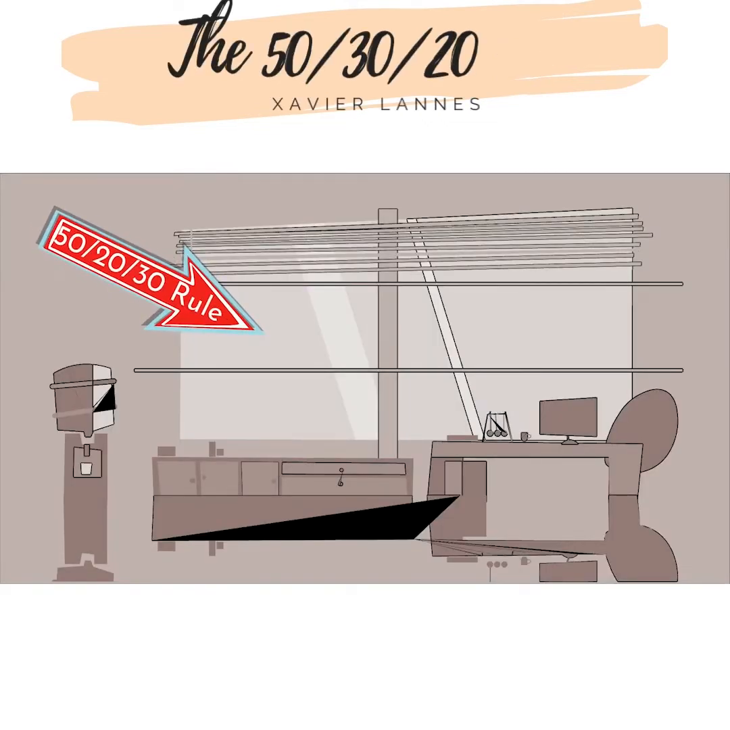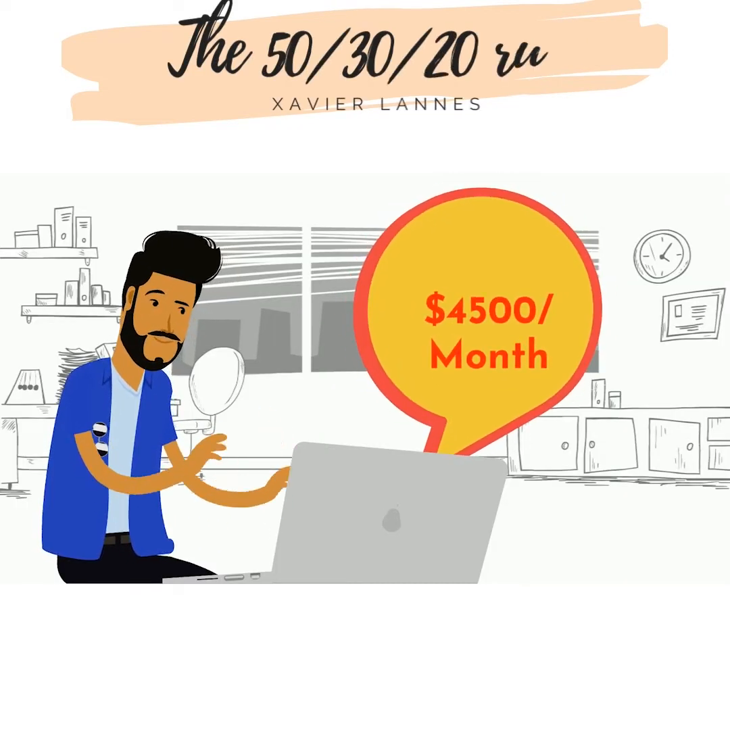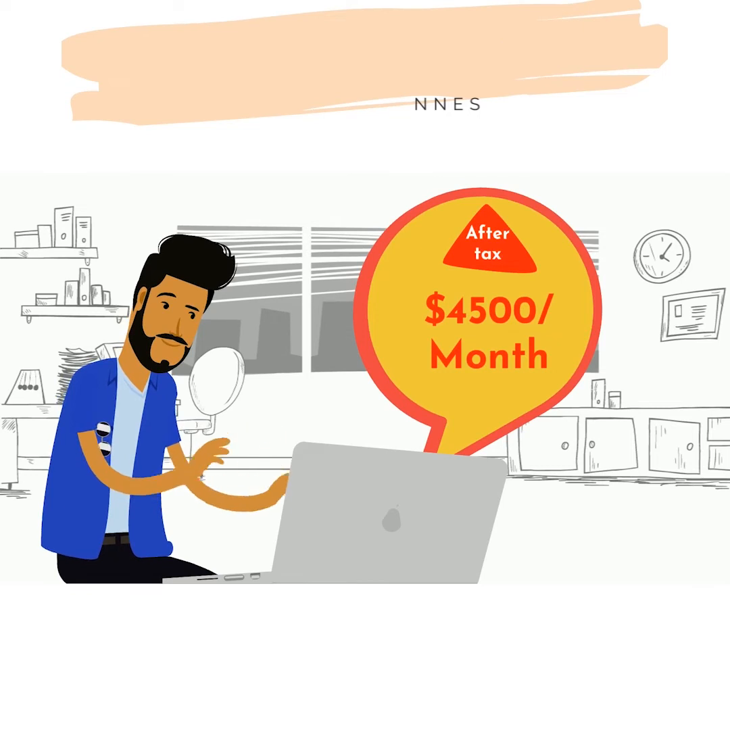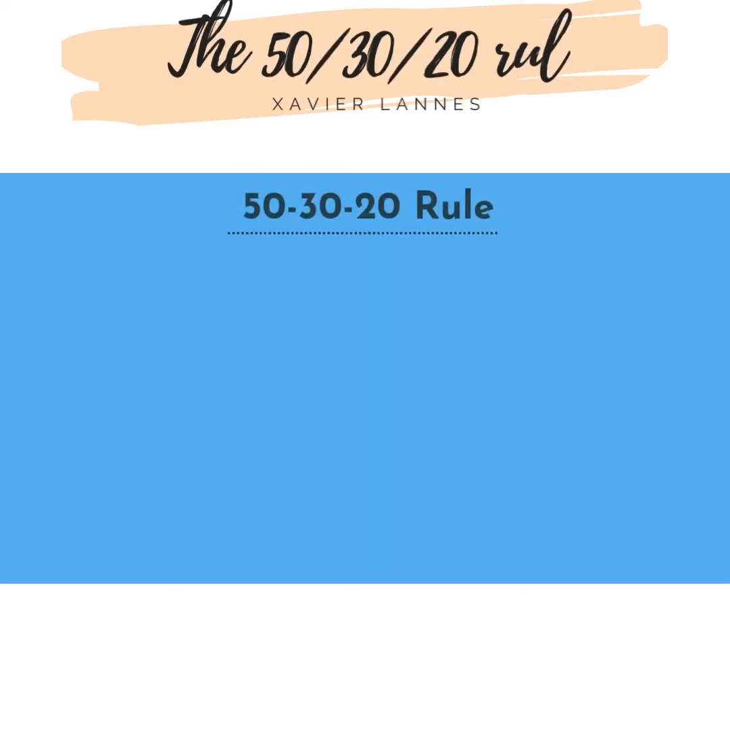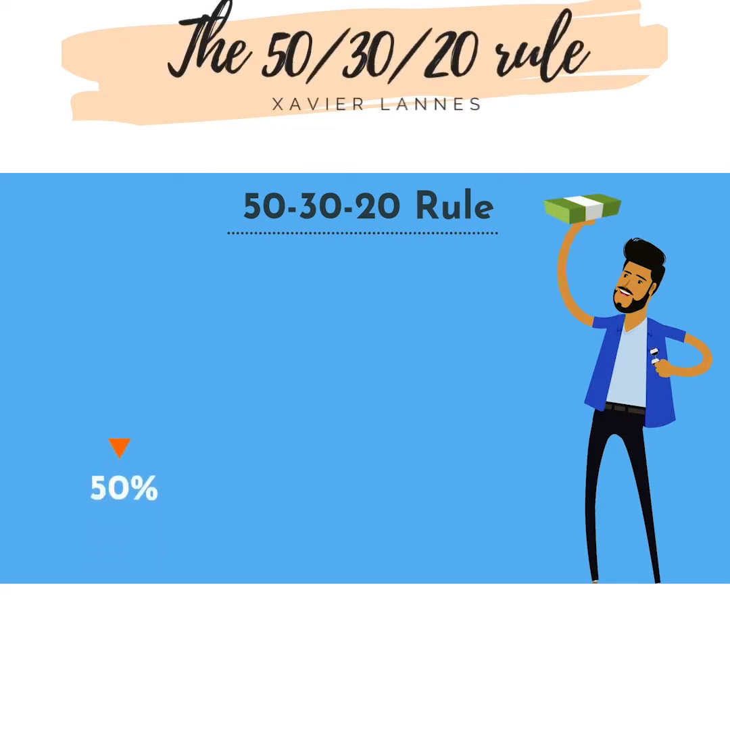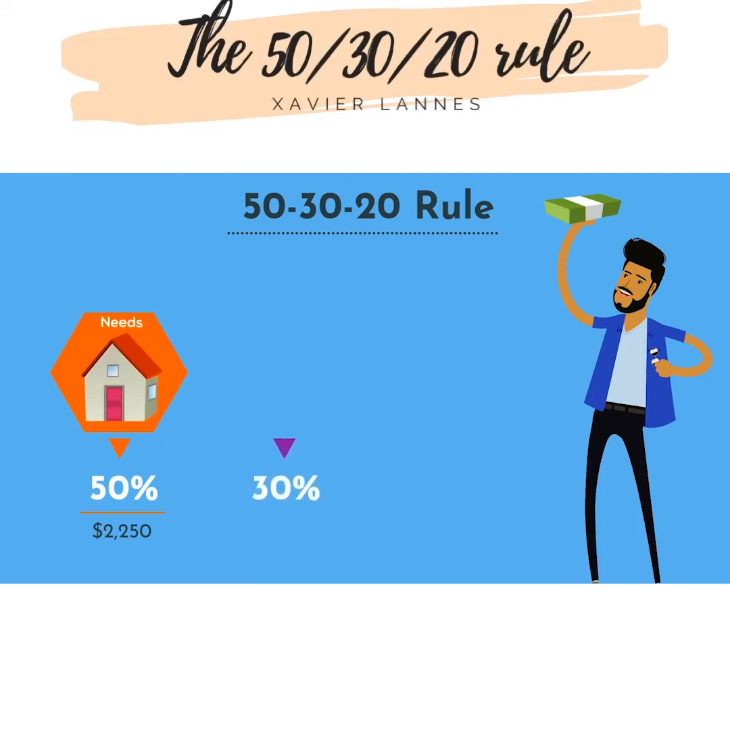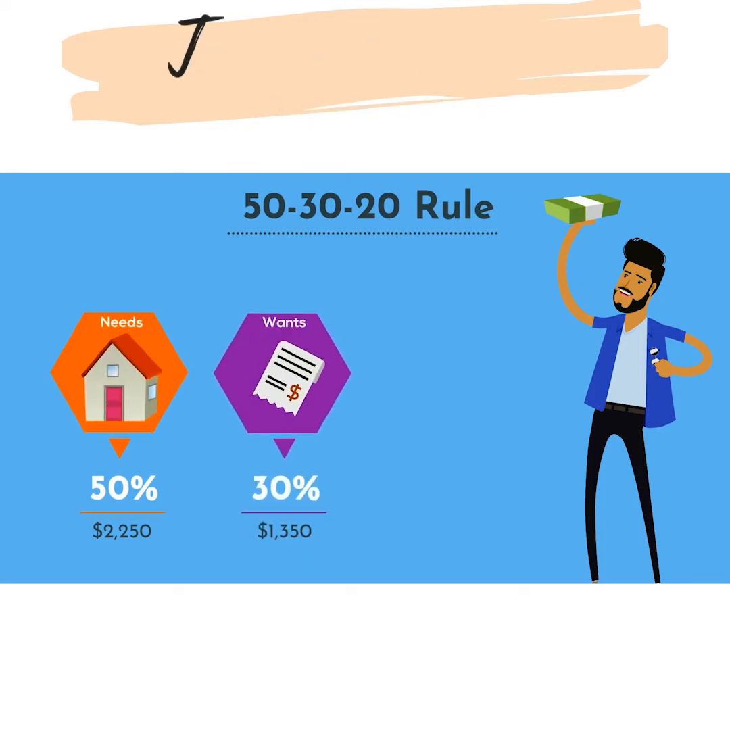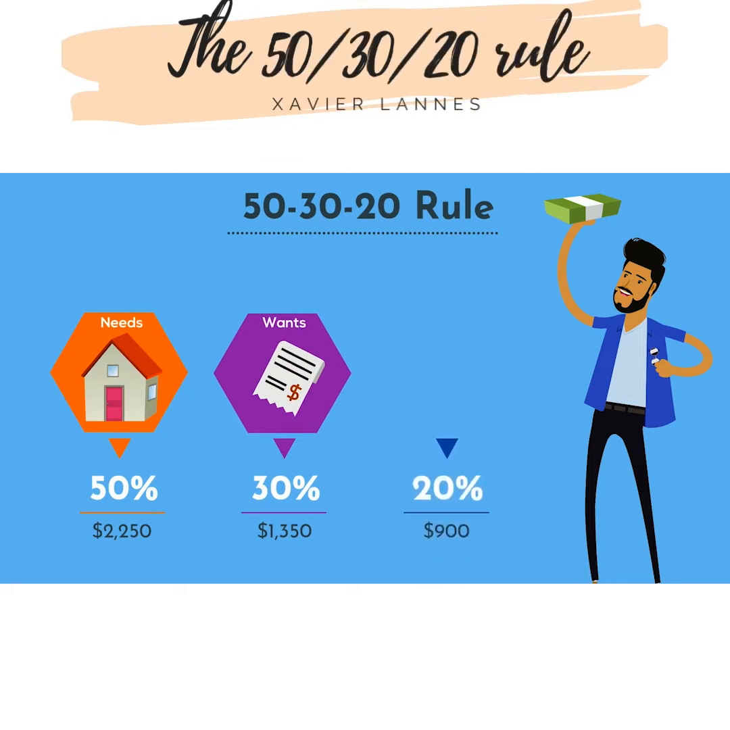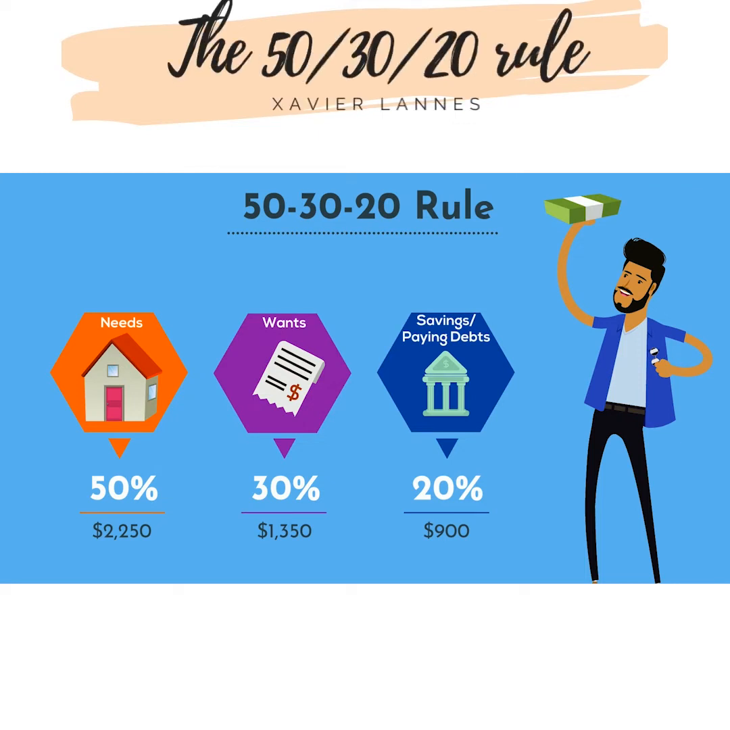To help us illustrate this rule, I'd like to say hello to John. John's an average guy who makes $4,500 a month after tax. Using the 50-30-20 rule, John will need to divide his money like this. 50% of his money, which is $2,250, will go into his needs. 30%, which is $1,350, will go into his wants. And 20%, which is $900, will go into his savings or for paying off debts. Just like John, you too will need to divide your income into those categories.